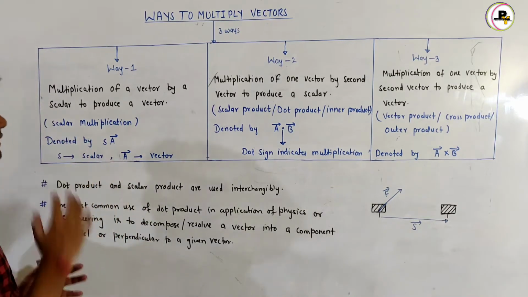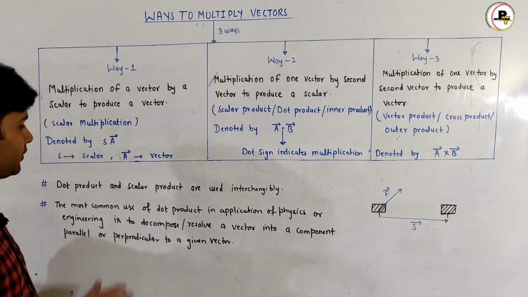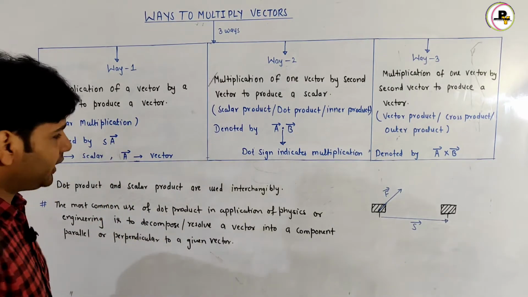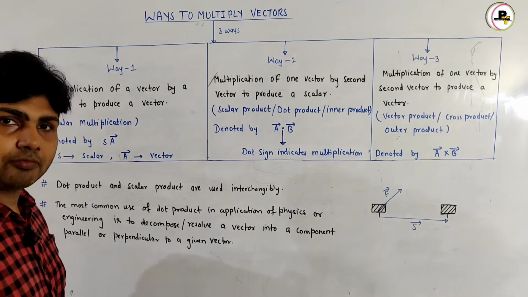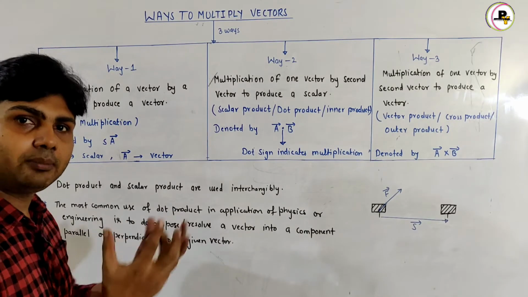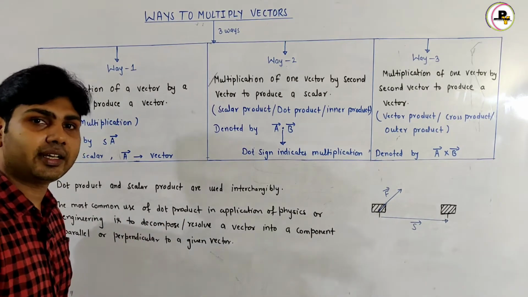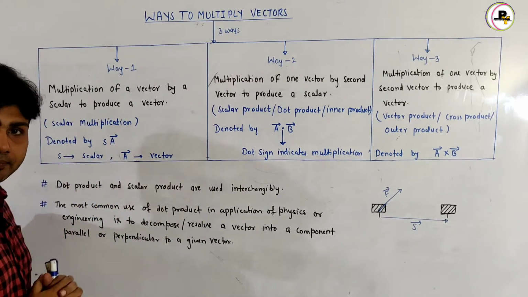It is also called scalar multiplication and denoted by S times vector A, where S is called a scalar and A is called a vector. The multiplication of a vector by a scalar changes its magnitude only. Sometimes it also changes the direction through 180 degrees if the scalar value is negative.